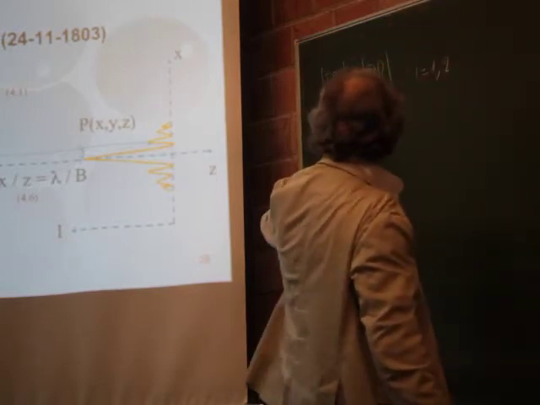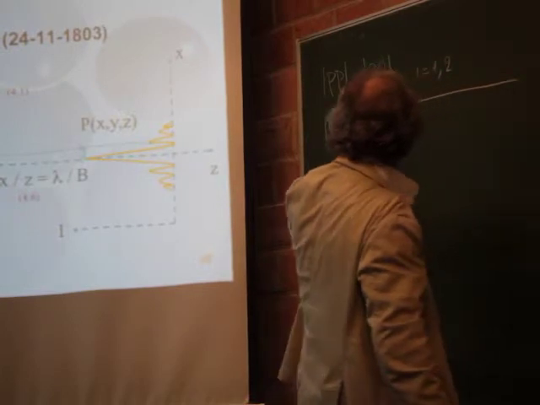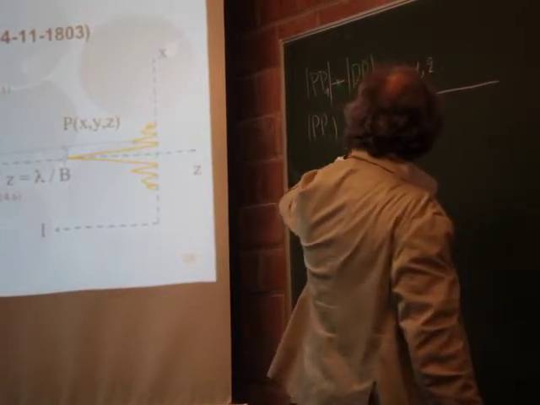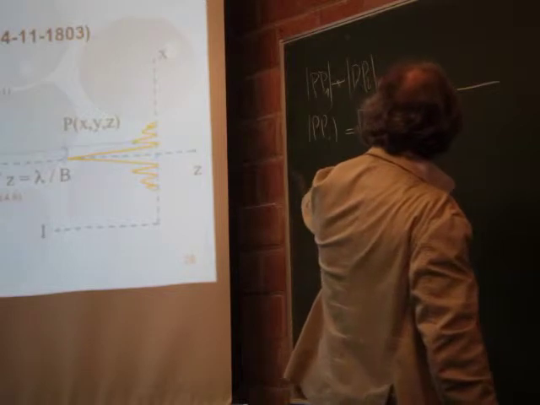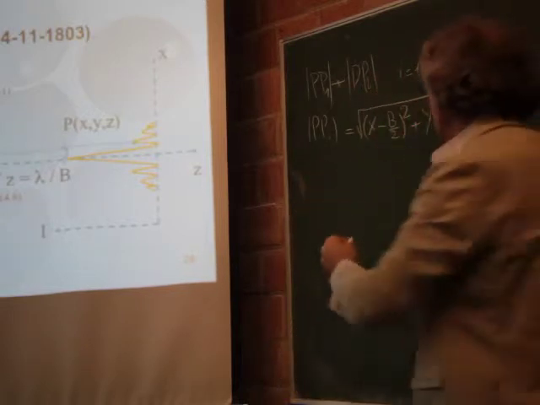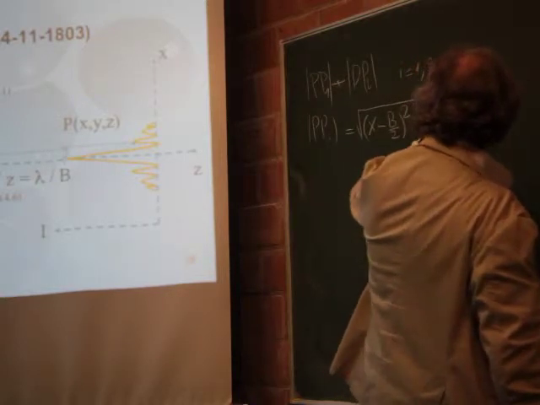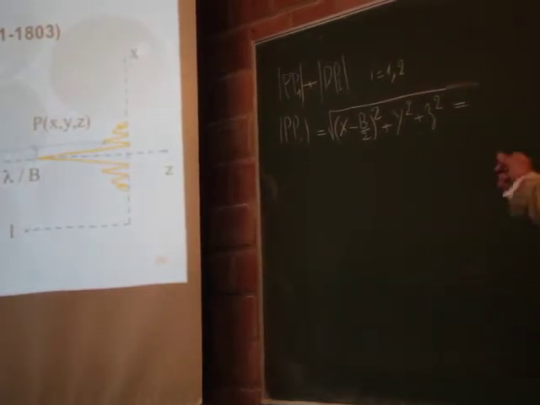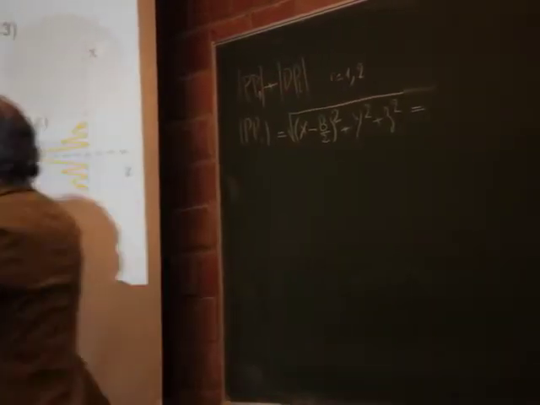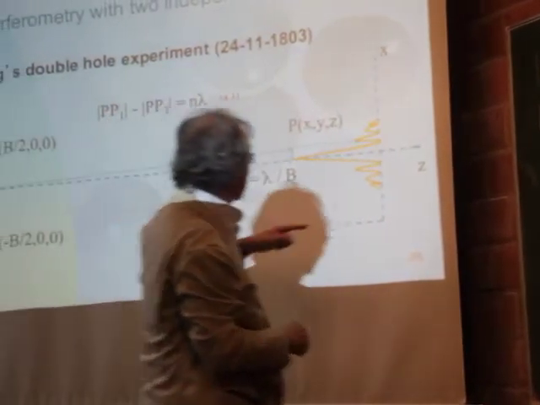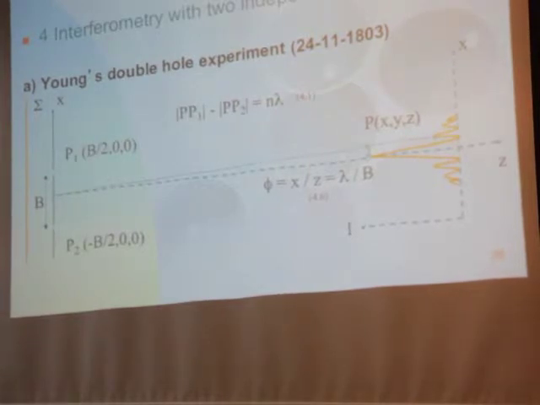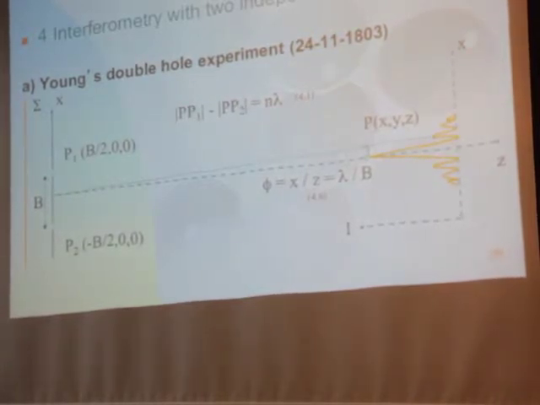What I'm interested in is to derive the distance between the two points, P and Pi. So it's equal to the square root of the difference between their x coordinates, so x minus b half, squared, plus y minus 0 squared, plus z minus 0 squared. Now, I should assume that the distance is so large and the distance between the two holes is very small, in that I'm just looking around the optical axis in the observer's plane, so that the modulus of x and the modulus of y compared to z are very small.